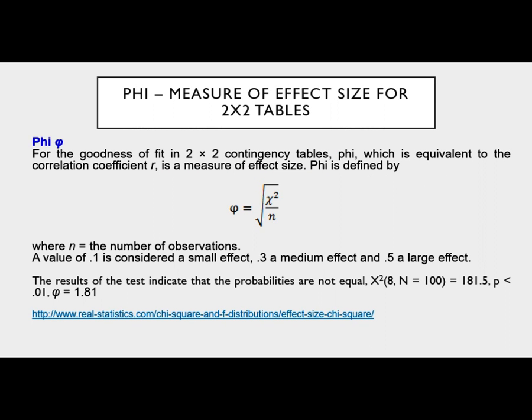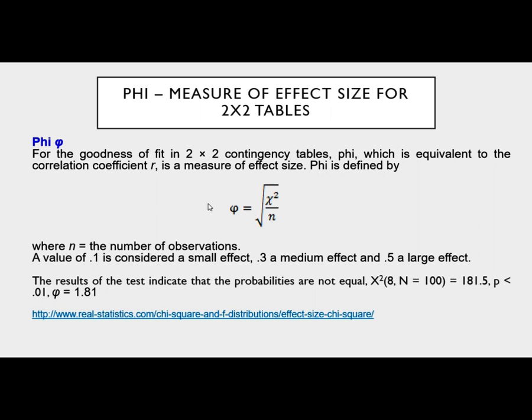But we also have a measure of effect size. This is called phi, and it's the Greek letter phi. For the goodness of fit, in a 2x2 contingency table, phi, which is equivalent to the correlation coefficient r, is a measure of effect size.